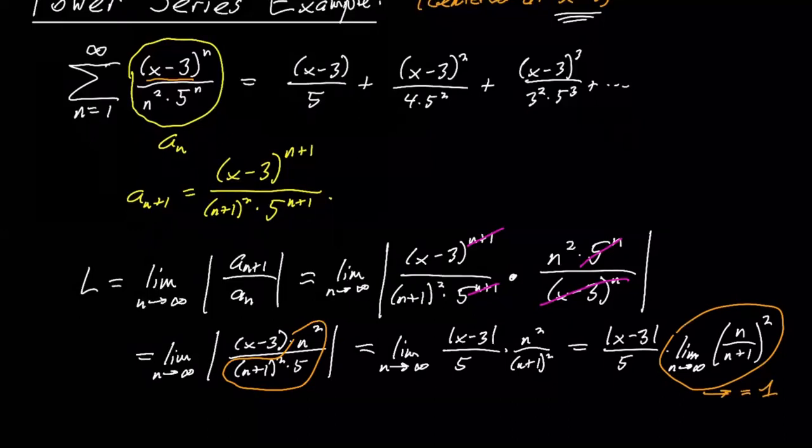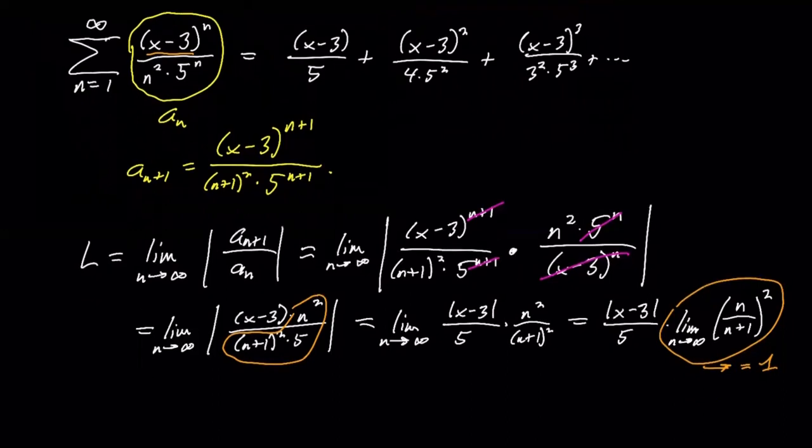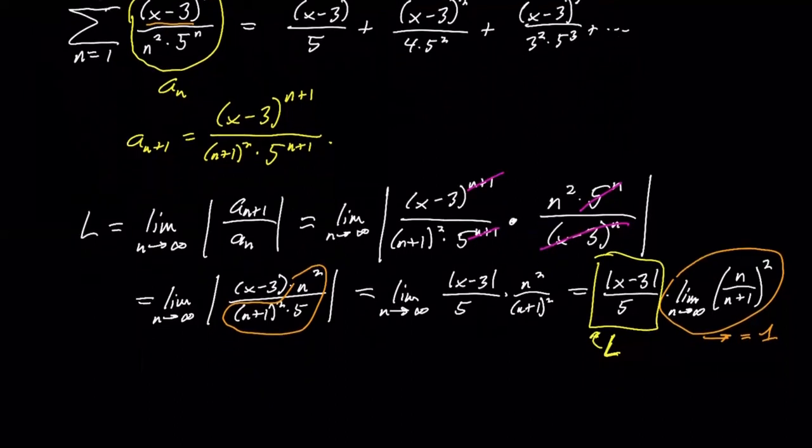It's just basically the numerator and denominator getting closer and closer as n gets large. And so you're getting a number close to 1, and you're squaring it, still close to 1. Okay, so the ratio test spits out this. This is our L, just the absolute value of x minus 3 over 5.